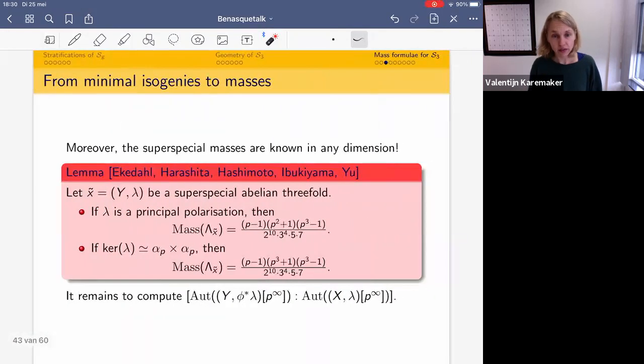Right, so now that we know the superspecial masses, it remains to compute these comparison factors in all the cases we're interested in. And we're going to do it by a number, but because of this point over here, we don't need to do the a number 3 anymore, because that's already superspecial. So we're going to do a numbers 2 and 1 in that order.